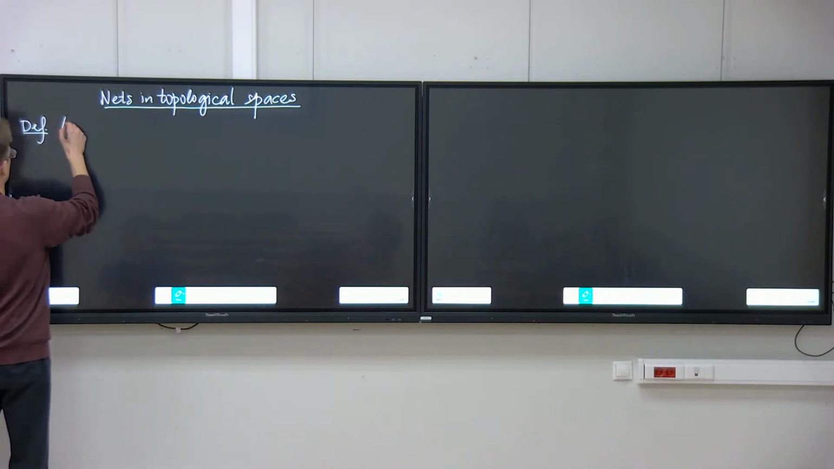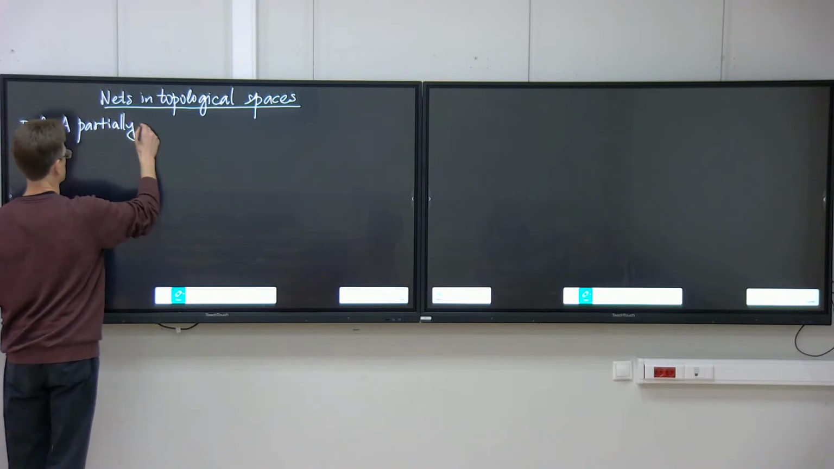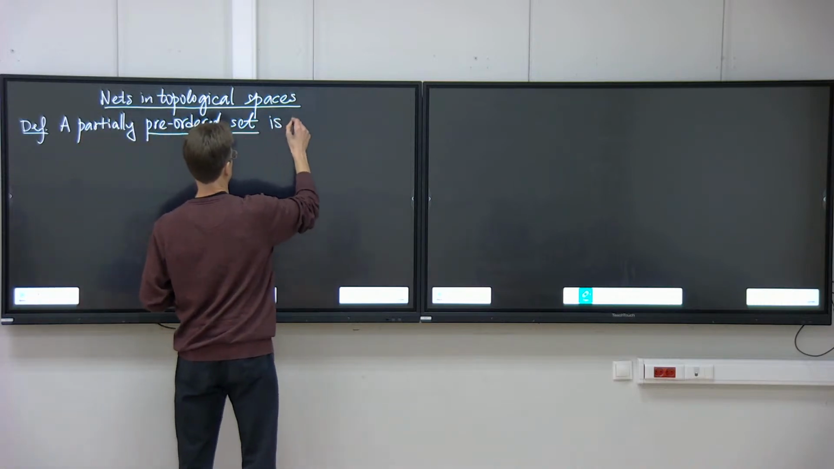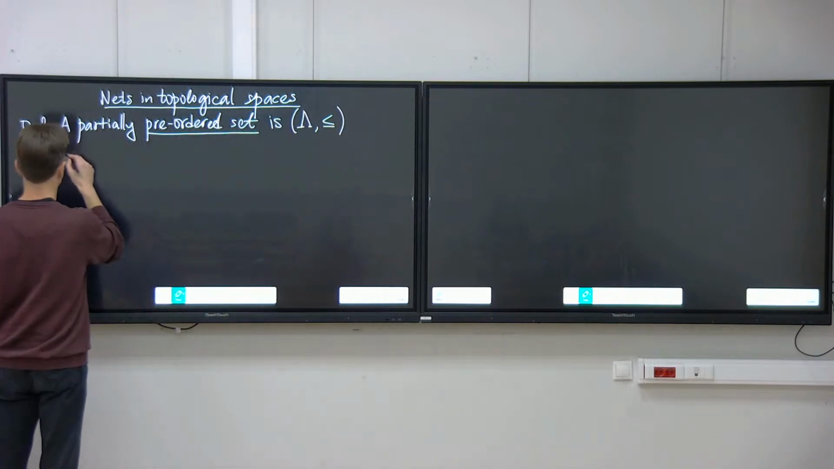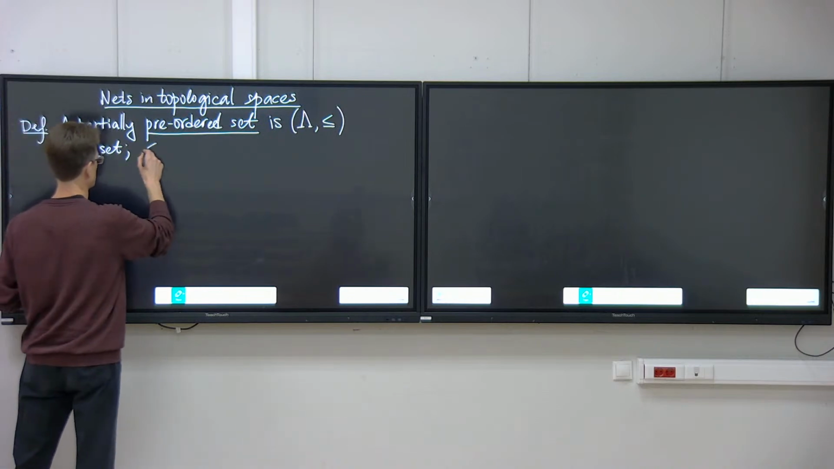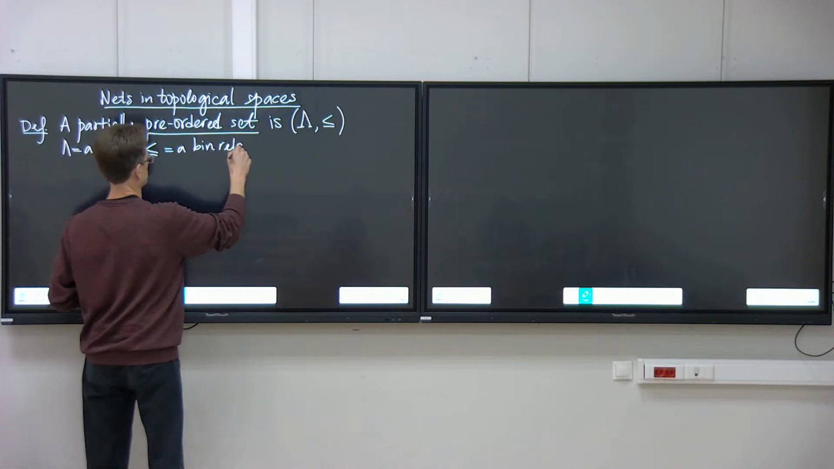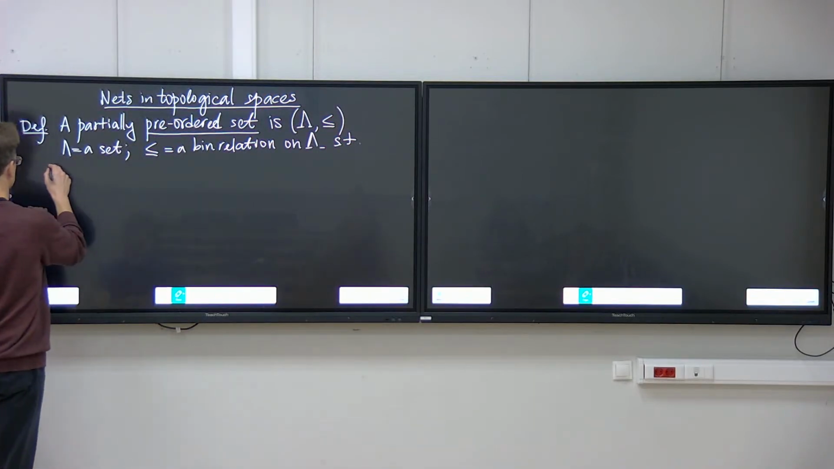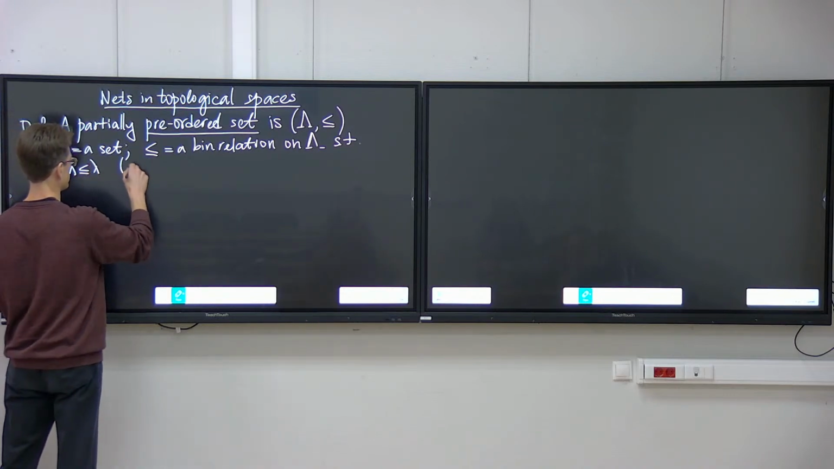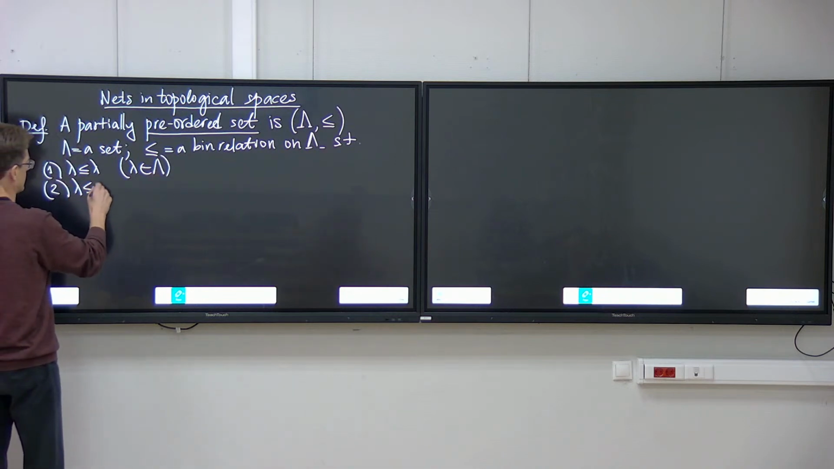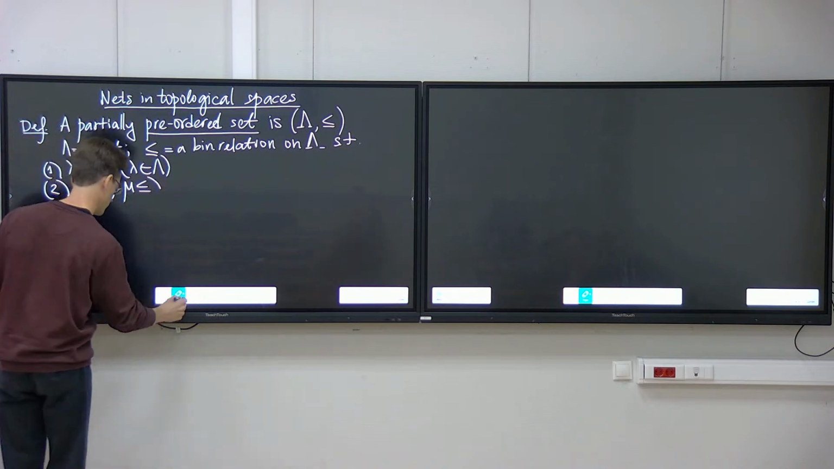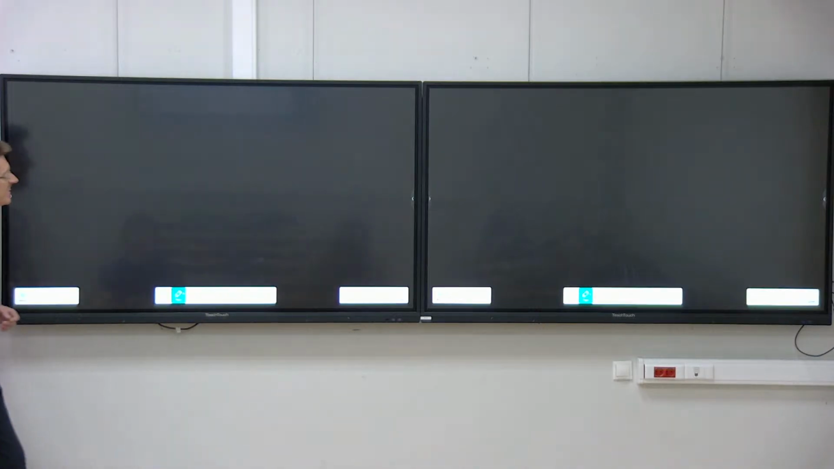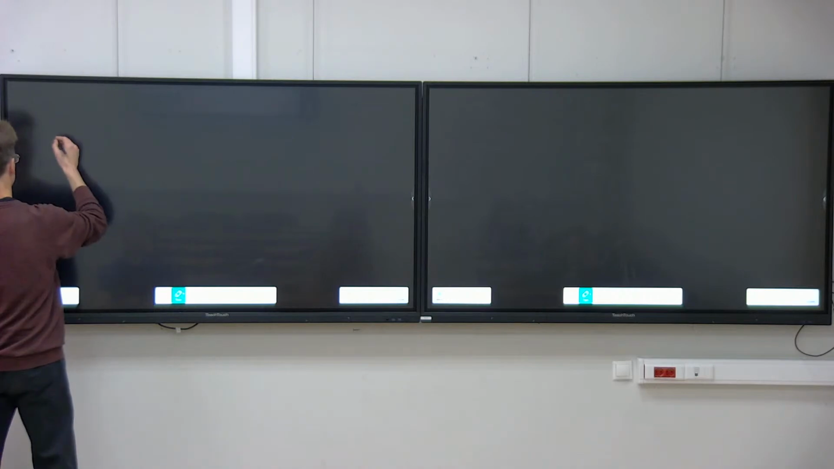So we have the following definition. A partially pre-ordered set is a pair consisting of a set lambda and a binary relation on lambda such that this relation is reflexive, lambda is less than or equal to lambda, and transitive: lambda is less than or equal to mu, and mu is less than or equal to, say, nu. Well, let's try this once again.